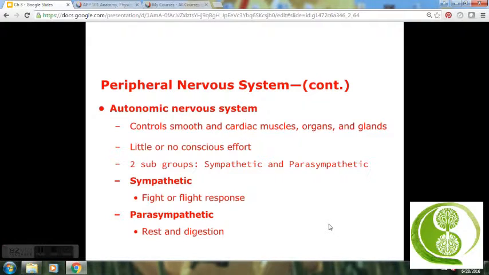When parasympathetic nerves are triggered, the organs and glands have a response opposite of the sympathetic. The heart slows down, skeletal muscles relax, pupils constrict, sweat glands are not active, and normal digestion occurs.